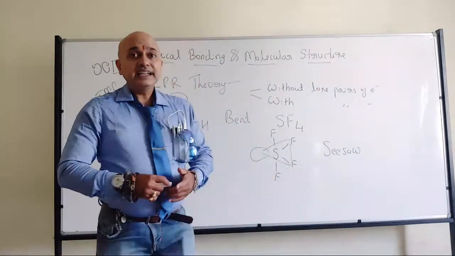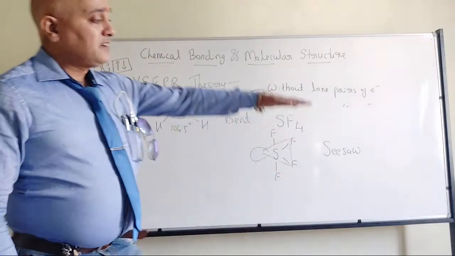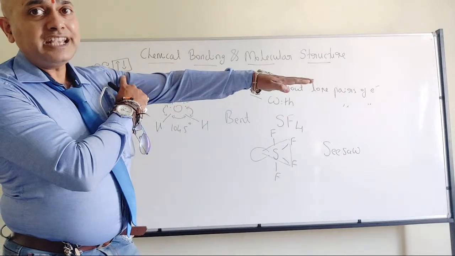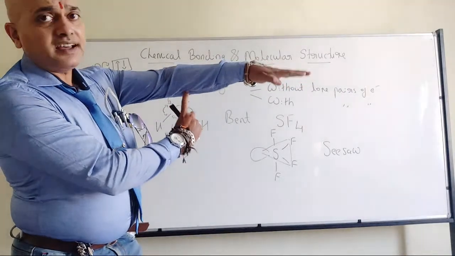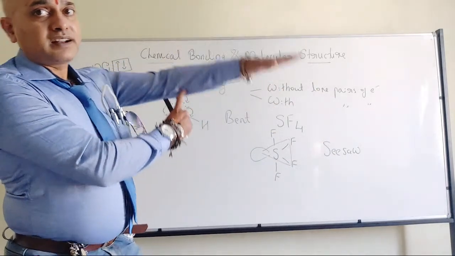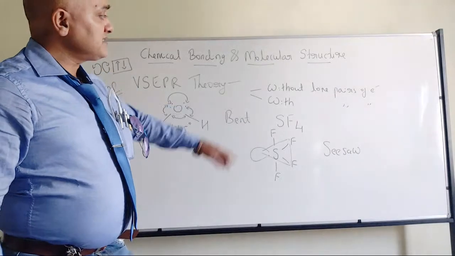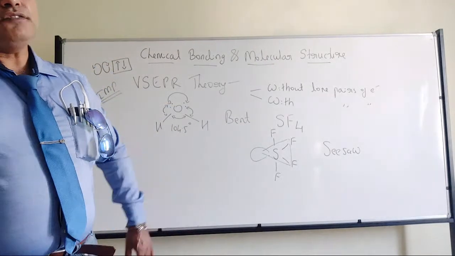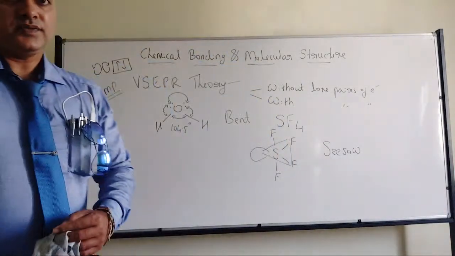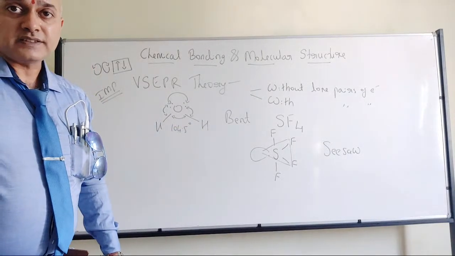Seesaw is a game, an instrument present in the park, where one kid will be sitting here, another kid will be sitting here, and in the center there will be a support, and it will go like this. Right? All of us have played this. So that is called a seesaw structure, and sulfur tetrafluoride forms the seesaw structure due to the presence of a lone pair of electrons.